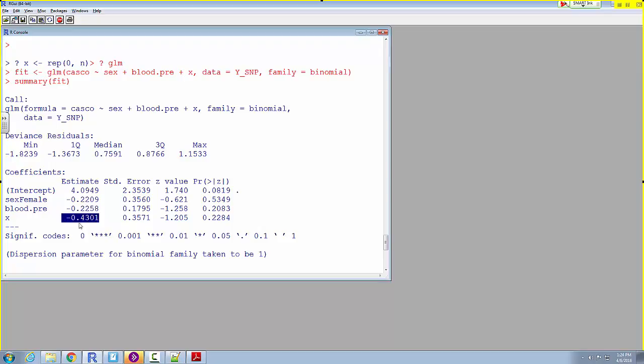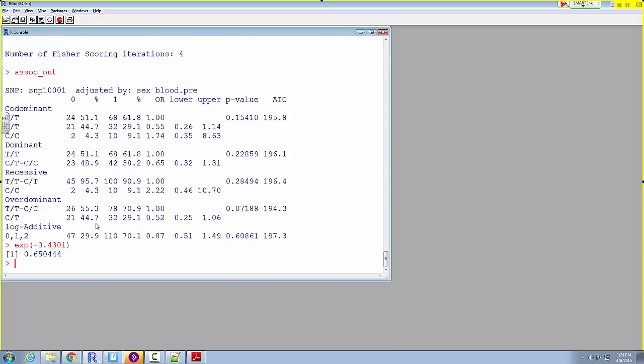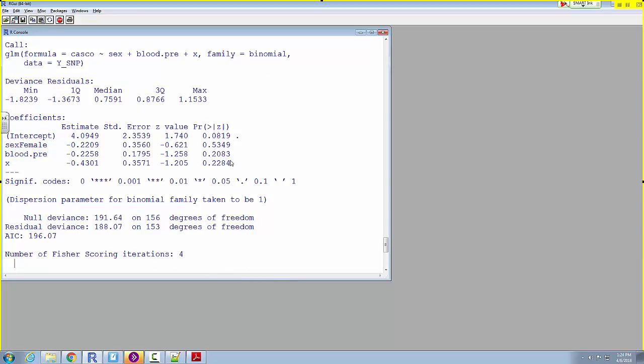So looking at this number by itself, minus 0.43 is a log odds ratio. It's a difference of log odds, so it's a log odds ratio. And then if I exponentiate it, it should be an odds ratio. So e to the minus 0.4301 is 0.65. And the p-value came out as 0.23 according to association, came out as 0.23. So all association is doing is logistic regression for you.